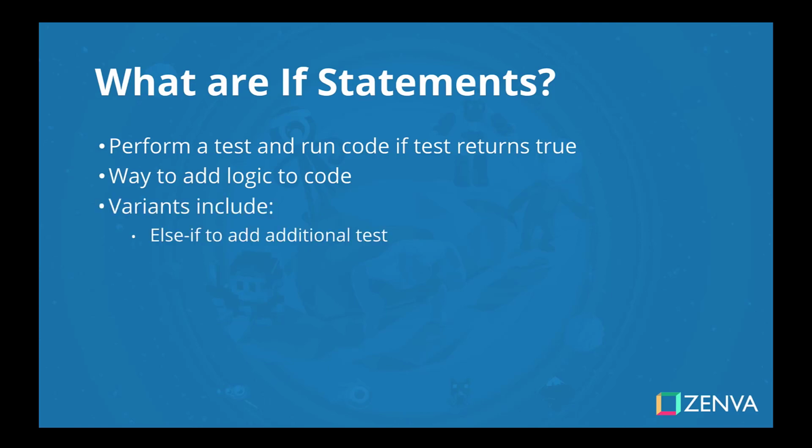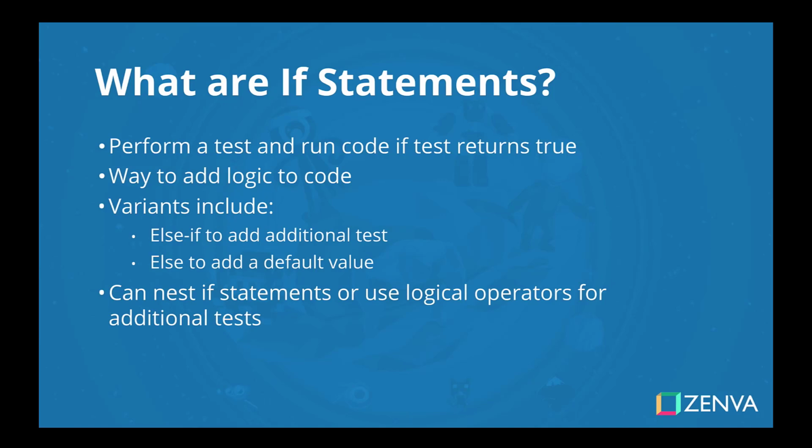And there are some variants, including the else if statement. This will allow us to test for additional tests. The else statement will add a default value. So if all above tests fail, then we have a default test. And we can also nest if statements or use logical operators for additional tests. So there are definitely different ways in which we can combine various aspects of if statements to achieve some pretty complex logic. So let's head on over to the code to see some examples of these in action.